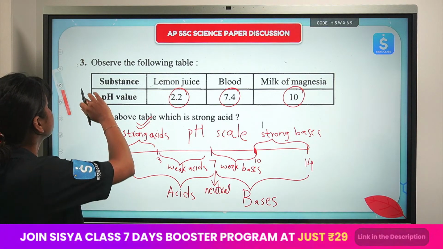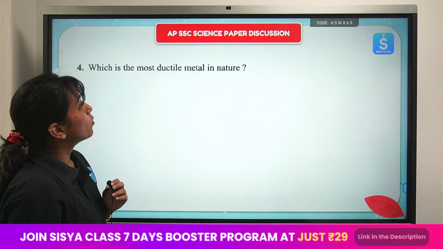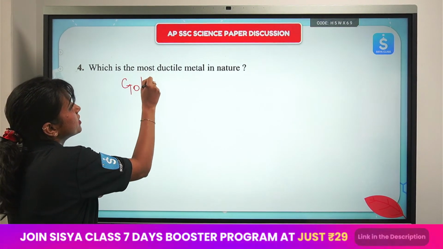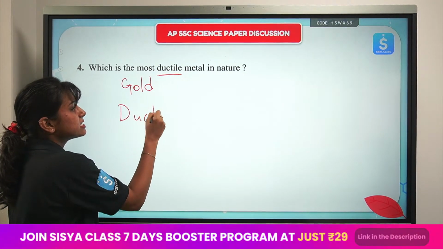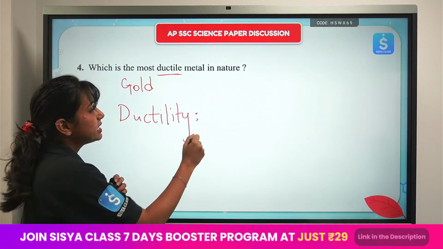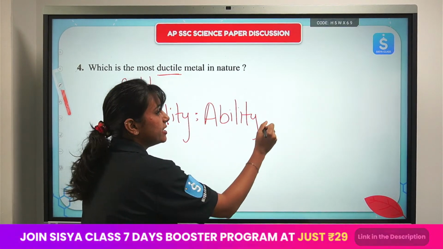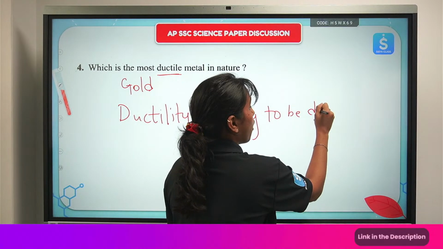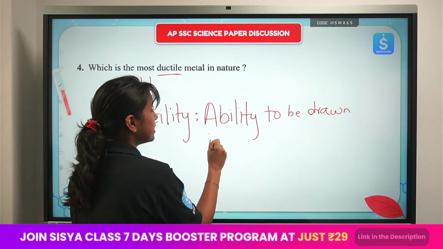Okay, let's move on to the next question. I hope this is clear. Which is the most ductile metal in nature? The answer is gold. What is meant by ductile? Ductility is a property of metals: the ability of a metal or substance to be drawn into thin wires.